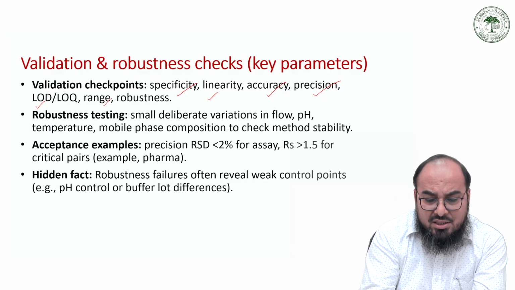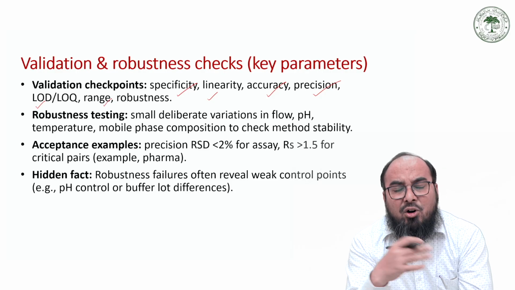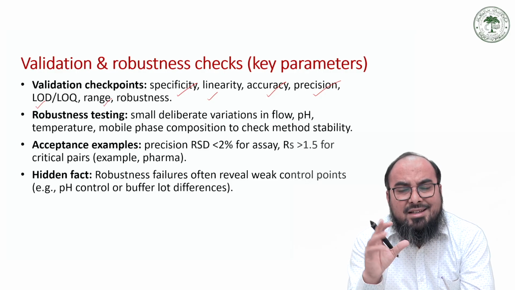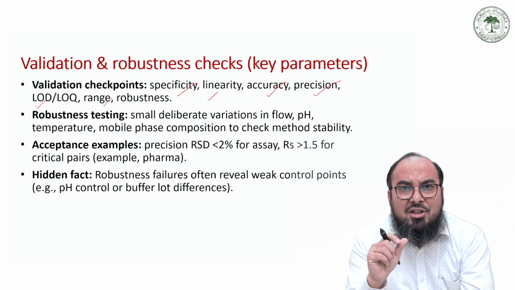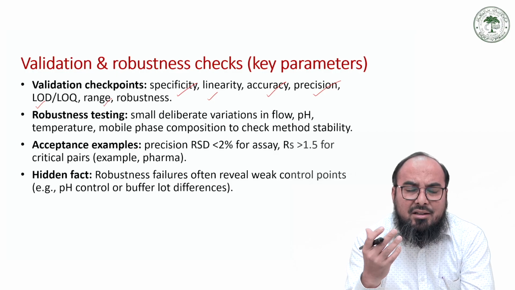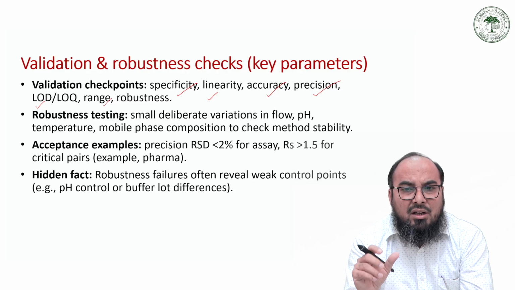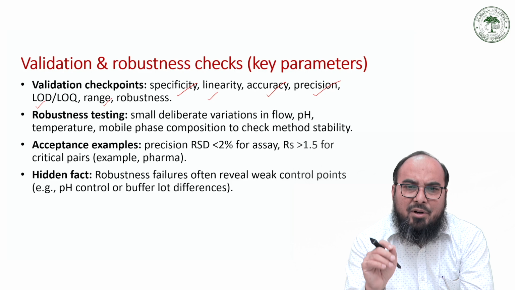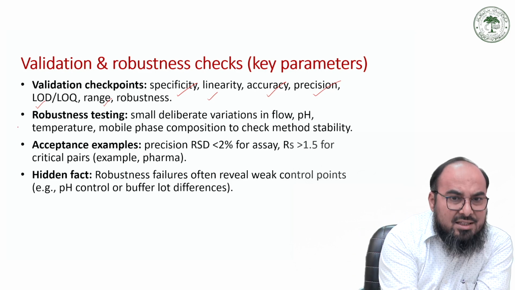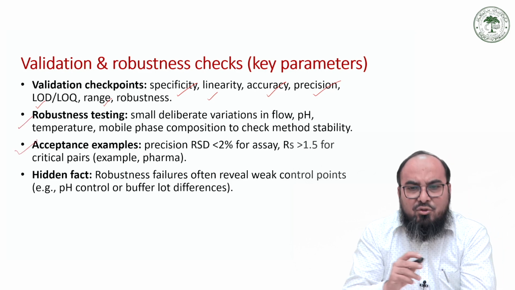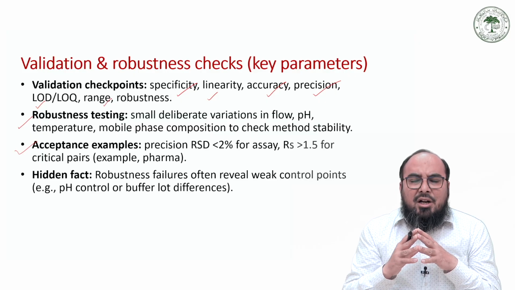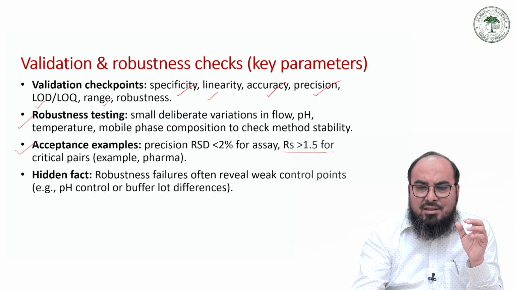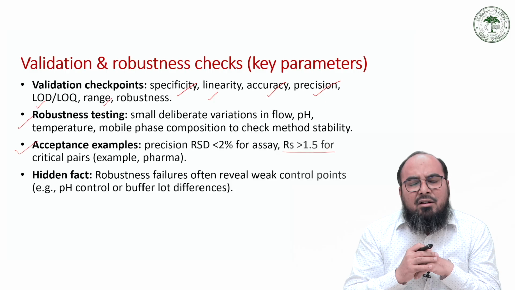Now, the robustness testing can be done by varying the flow of your mobile phase, by altering the pH, by changing the temperature. So you can check what the limits of your temperature are, what the limits of your flow are, and on that basis you can have the best separation. Okay. Similarly, the acceptance. You have to check how much resolution is needed, and it is always less than 1.5 in any case, and in pharmaceutical industries it is one of the mandatory conditions.